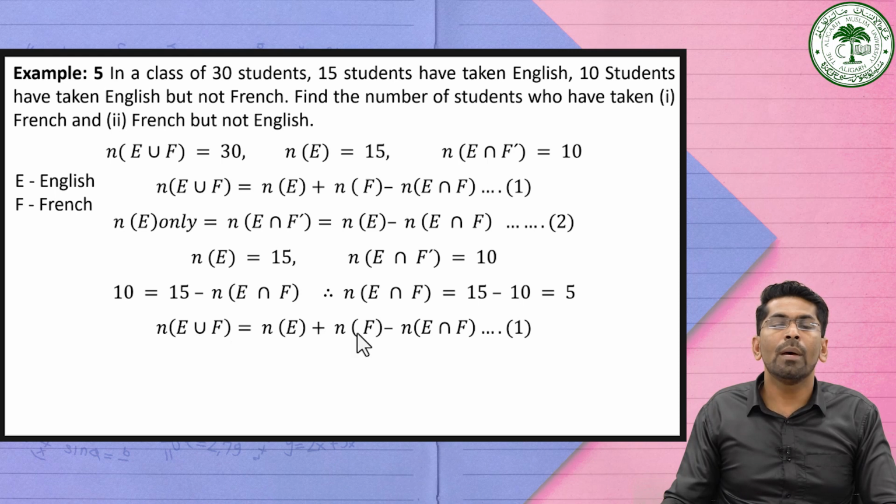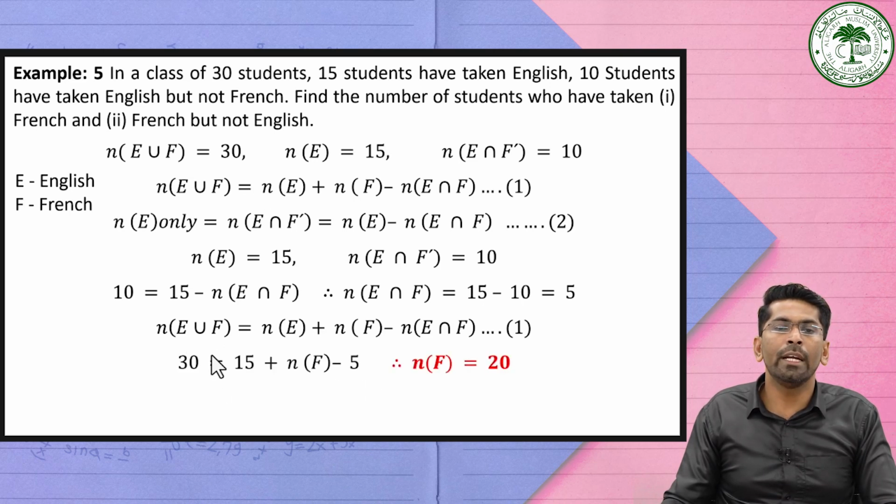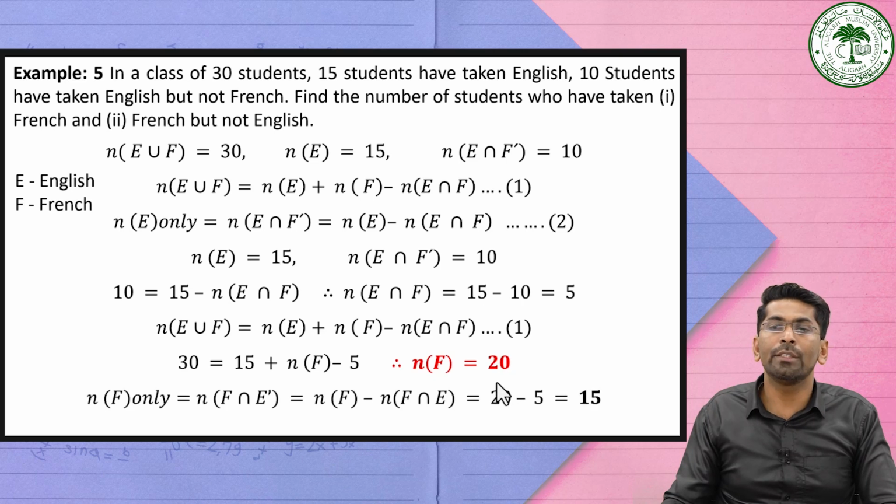This is given. The number of elements in F is what we want to find out here. By substituting all the other information, the number of elements in E union F is equal to 30, the number of elements in E is 15, and the number of elements in F minus the intersection, which we have already estimated, is equal to 5. If you solve it for the number of elements in F, it is equal to 20. So the number of students who have taken French is 20.